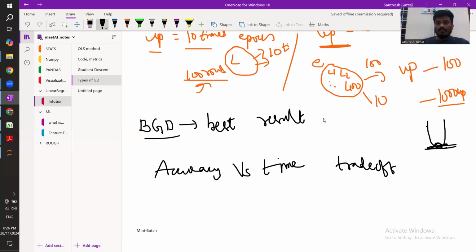But with the same thing, if you use stochastic, it might be faster, but the solution you get might not be the best. If it is here, the next time it can go here, or here, nearby. Finally it will give you a nearby solution, but might not be the best result as compared to batch gradient descent. So obviously there will be a difference.